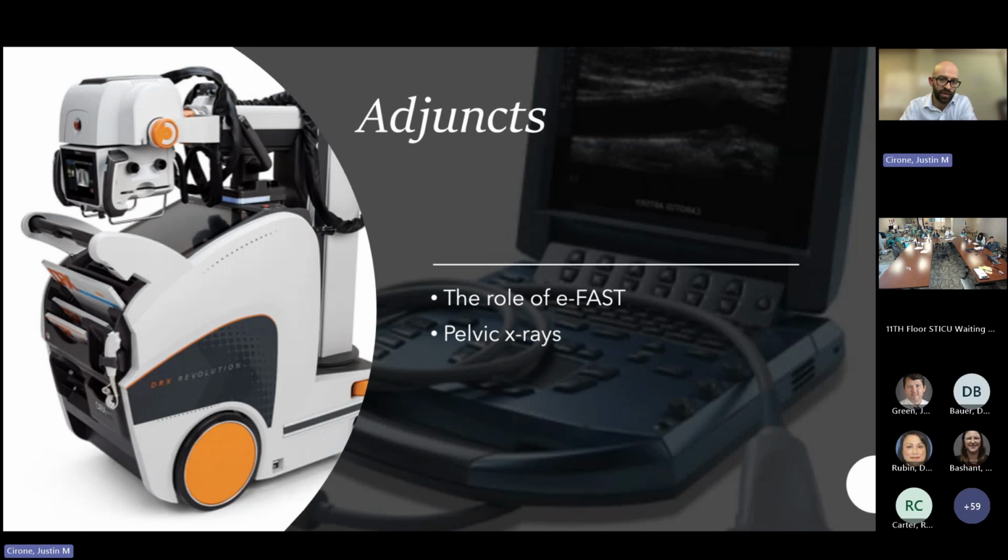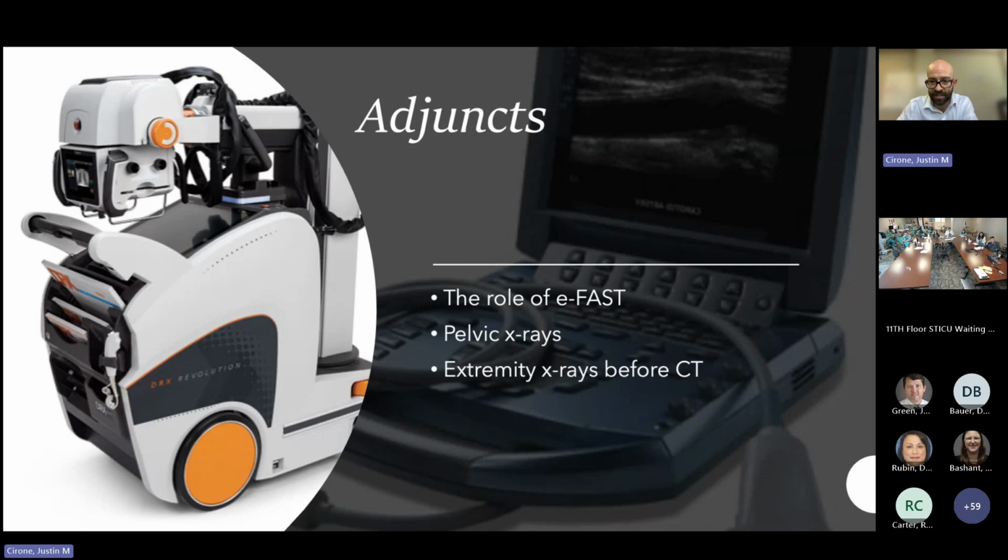Same thing with pelvic x-rays. If you don't suspect the patient has an open book pelvic fracture and they're essentially stable, and your next move after that x-ray isn't, oh yeah, I thought we needed a pelvic binder, you probably don't need the pelvic x-ray if you're already planning on CT scanning their pelvis.